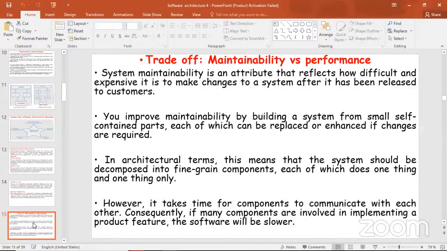However, it takes time for components to communicate with each other. Consequently, if many components are involved in implementing a product feature, the software will become slower. So you can see the comparison between maintainability, trying to create a system that is easily maintainable. So how do you create that kind of system? You decompose this system into components that are in a way isolated. That means they can just stay by themselves.